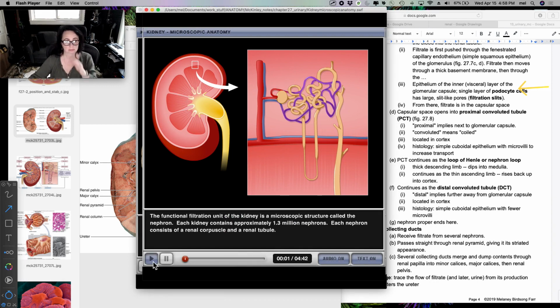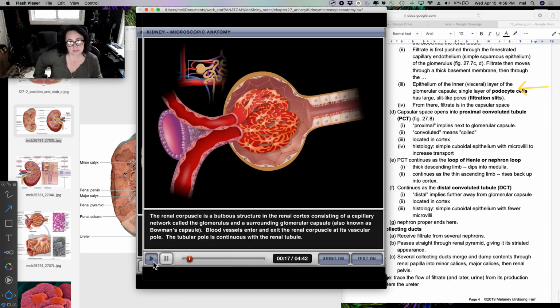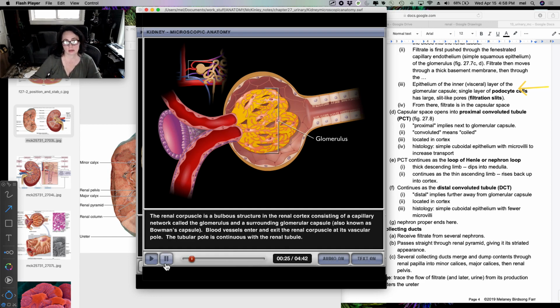The functional filtration unit of the kidney is a microscopic structure called the nephron. Each kidney contains approximately 1.3 million nephrons. Each nephron consists of a renal corpuscle and a renal tubule. The renal corpuscle is a bulbous structure in the renal cortex, consisting of a capillary network called the glomerulus and a surrounding glomerular capsule, also known as Bowman's capsule.